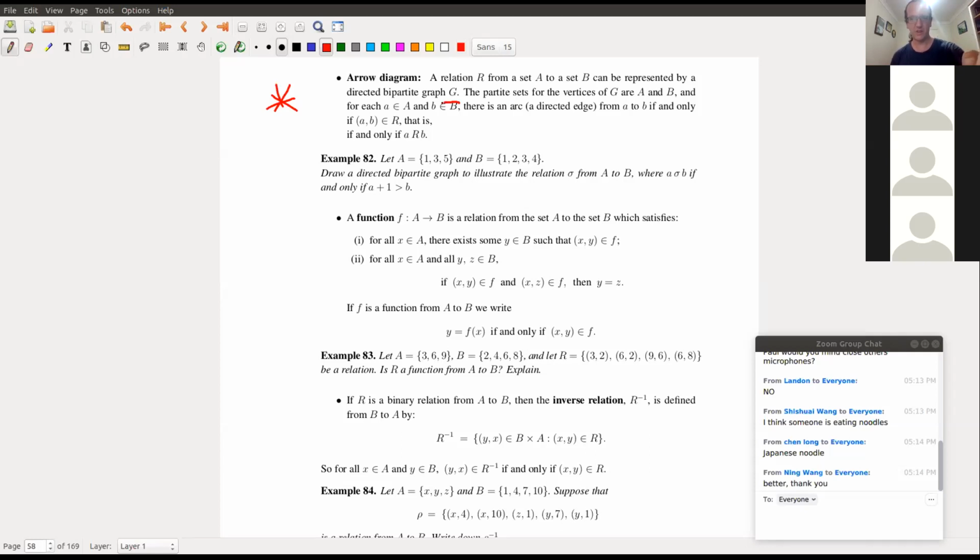Does this one scare anyone? If I say a directed bipartite graph, is that an expression you've heard of before? Anyone? Take it as a no. No, Paul? No? Okay, cool. I heard some. That's nice.